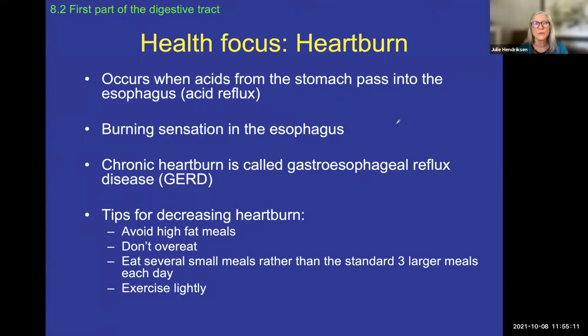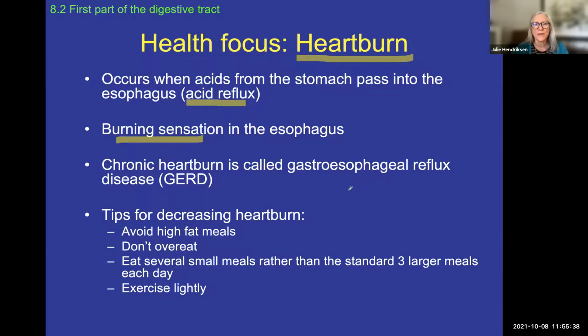Very quick look at what happens when you have heartburn. Of course, we haven't gotten to the stomach yet, but we know a stomach tends to have an acidic solution. That is by design. The acids in the stomach help us digest protein. But when you have acid reflux, then that has come up into the esophagus. All right, so acid can burn. So that's when you get the burning sensation that we call heartburn.